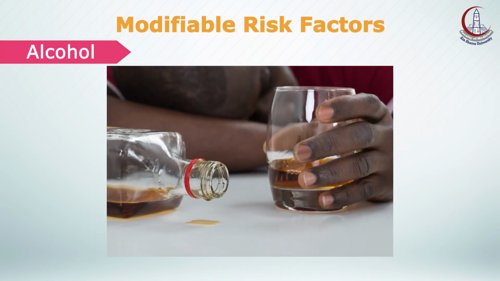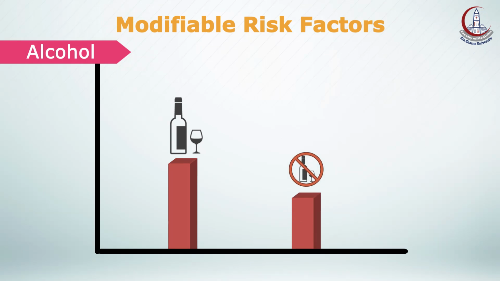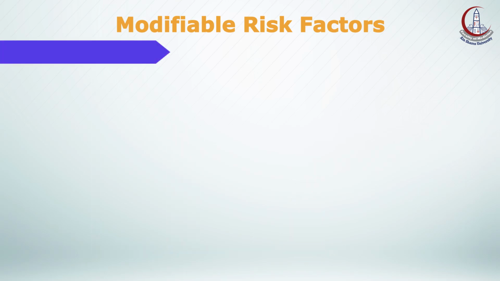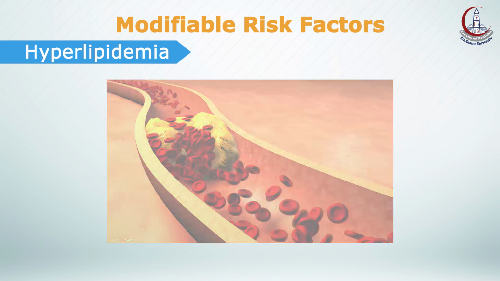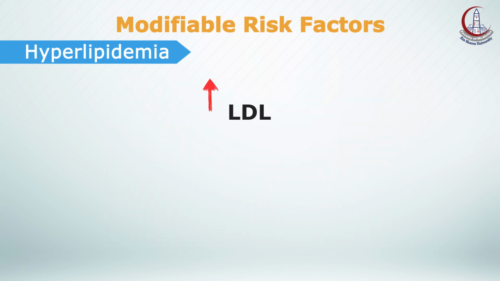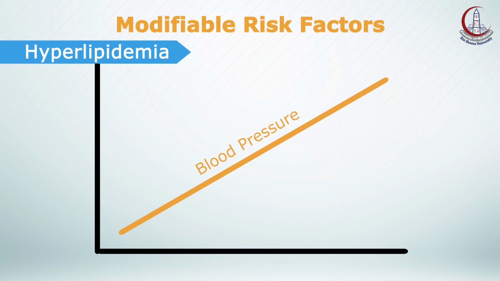Regarding alcohol intake, there is a strong positive correlation between alcohol and blood pressure levels at high levels of intake, more than 20 glasses per day. As for hyperlipidemia or hypercholesterolemia, it is a major modifiable risk factor of hypertension. Increased low-density lipoproteins and decreased high-density lipoproteins are positively correlated with blood pressure.